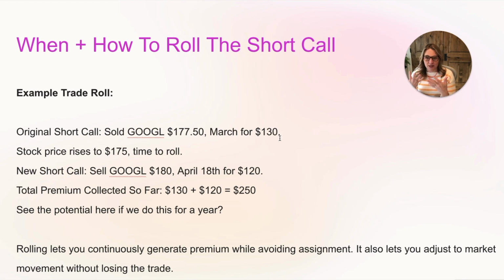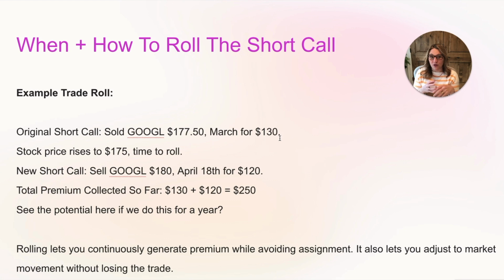I just went ahead and did this. The new short call that we're going to roll into is the 180 strike price. So we're going to give ourselves more room for that stock to go up and raise the strike price to 180. We're going to choose the expiration date of April 18th, and we're going to get a net credit here of $120. So the total premium collected so far on the initial call and then the rollout is 130 plus 120, which equals $250. So do you see the potential here?